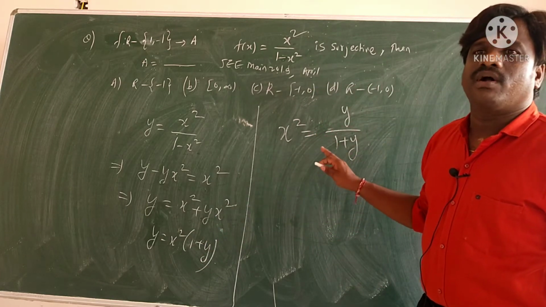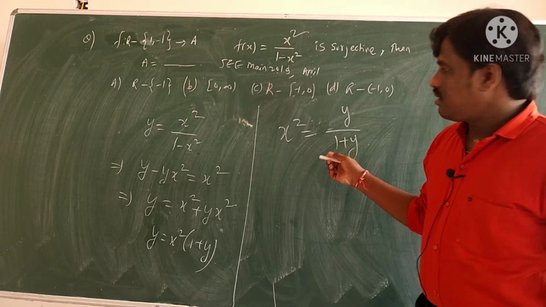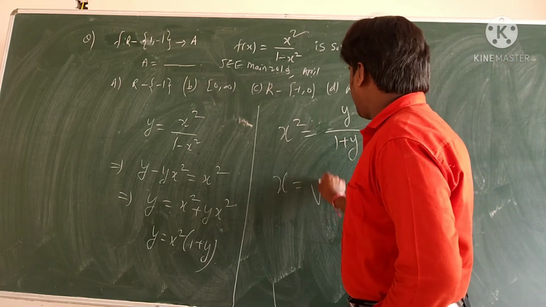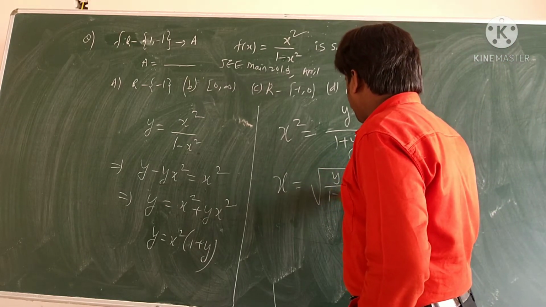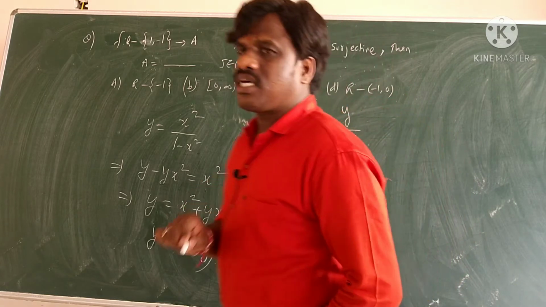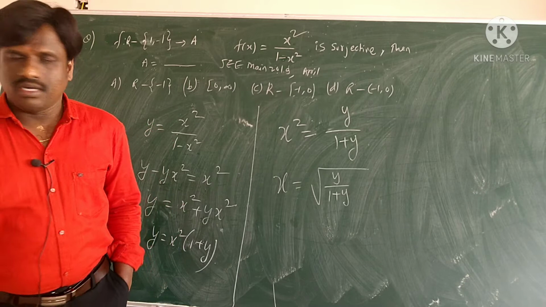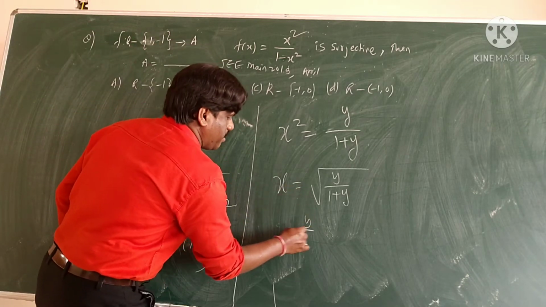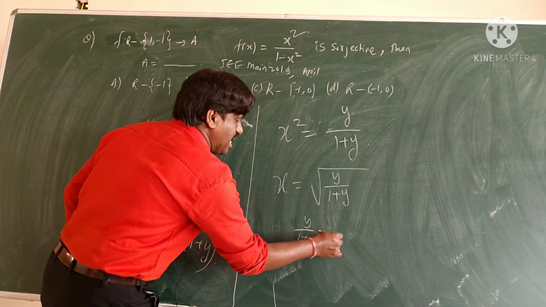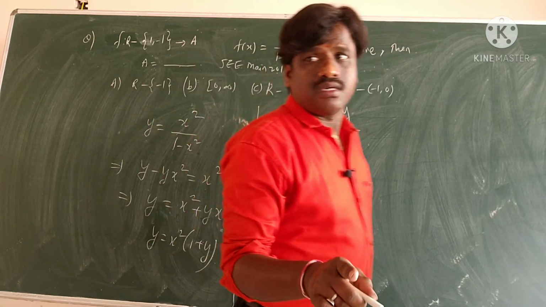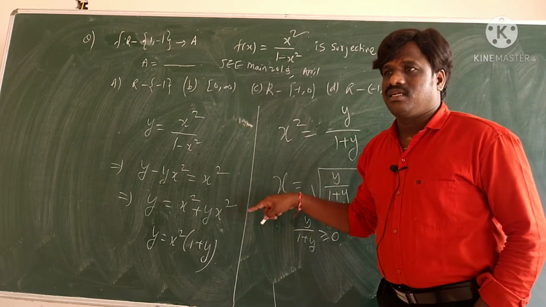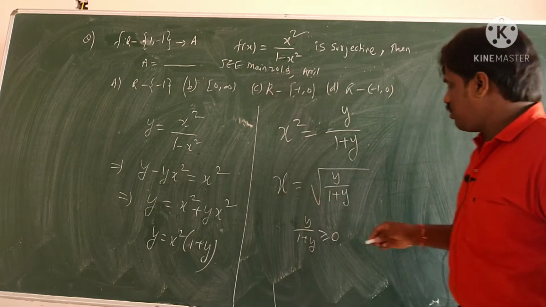So x will be what? Under root of this. So x is equal to under root of y upon 1 plus y. Means square root condition is what? Square root condition, it should be greater than or equal to 0. It means that I have to get y upon 1 plus y greater than or equal to 0. Right, square root inside it is there, so it should be greater than or equal to 0.